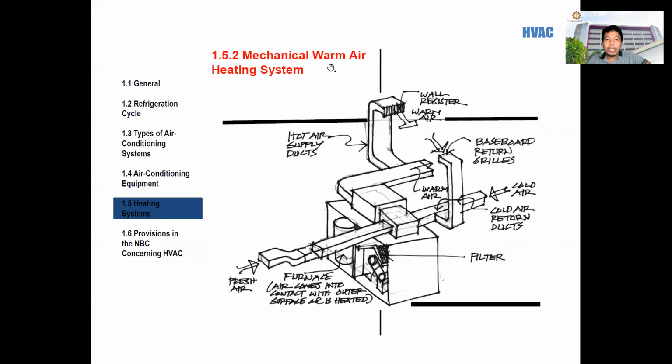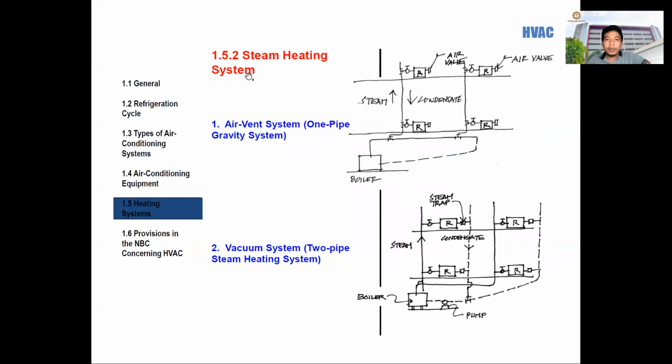So this is for mechanical warm air heating system. So this is the diagram. And then for steam heating system, there are two types. You have air vent system, that is the one pipe gravity system. And then the other one is the vacuum system, or the two pipe steam heating system. So this is the diagram.